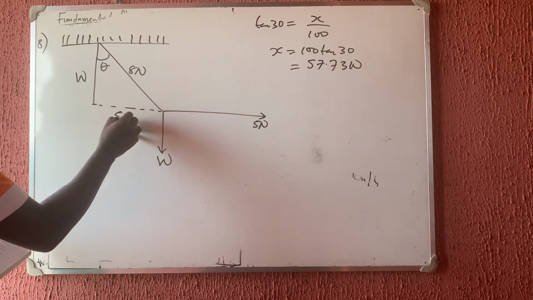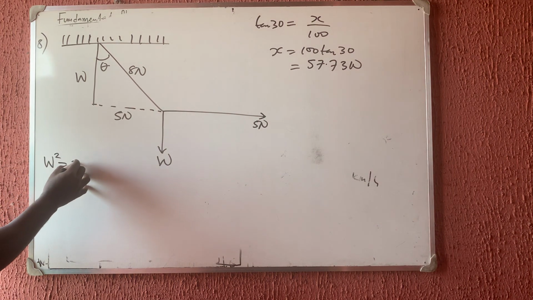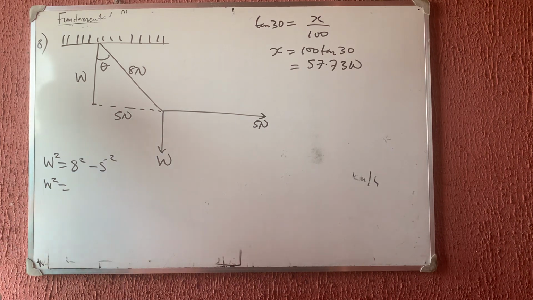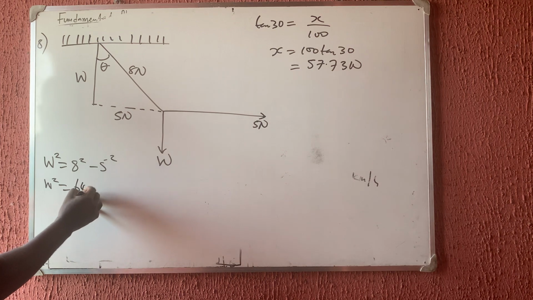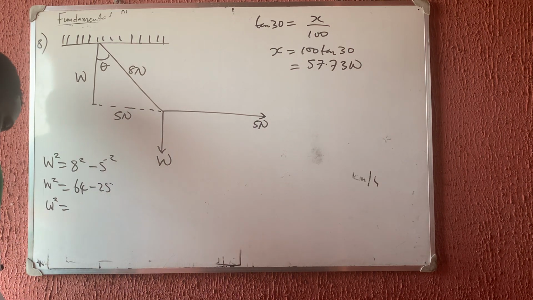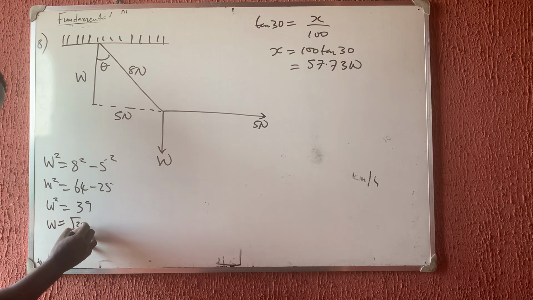I have that here is my 5 Newton. So to calculate here, use Pythagoras. So my W square will now be 8 squared minus 5 squared. That is 64 minus 25. So I have 39. So my W will now be the square root of 39.